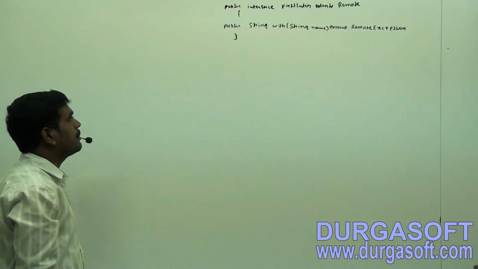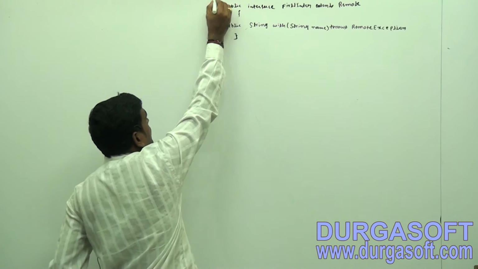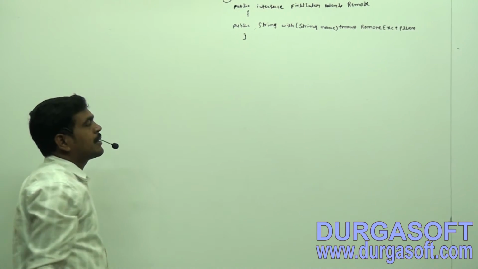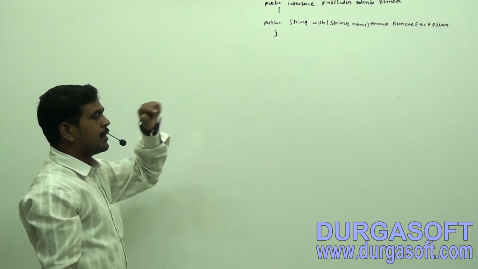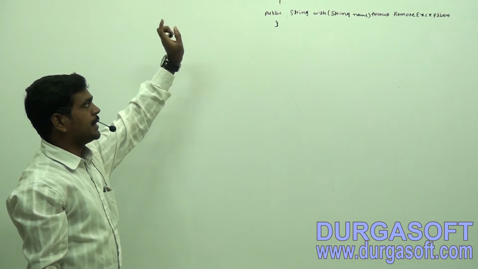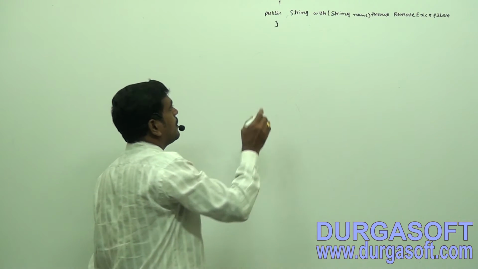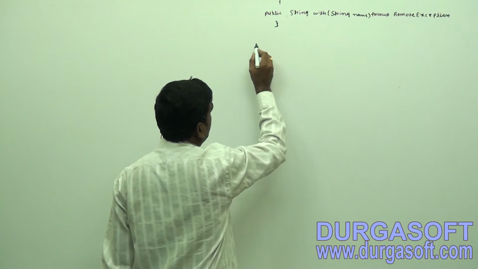This is the way to develop the one interface. We can take any number of services here. Here I am taking just one method. Your choice, any number of methods we can take. Then next, after that we can provide the implementation here.